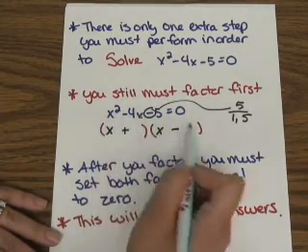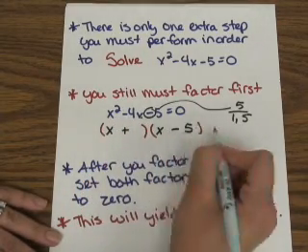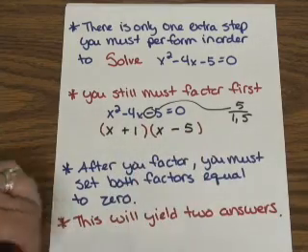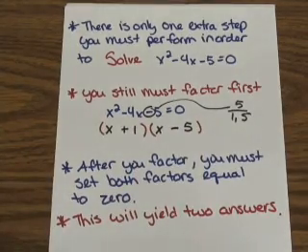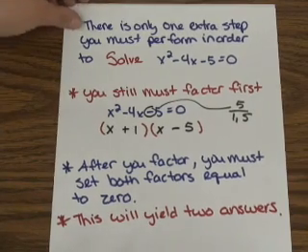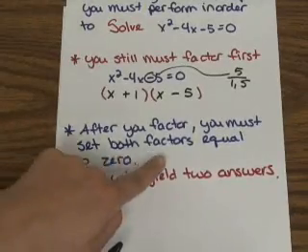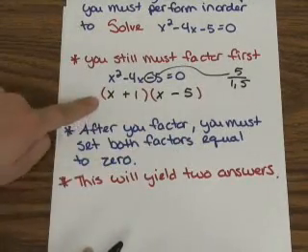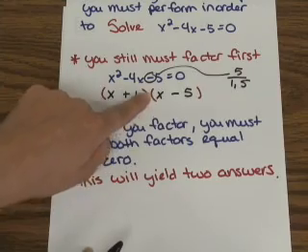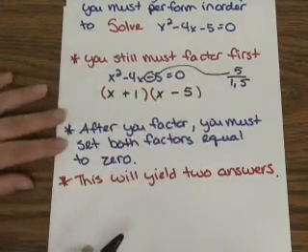Well, since my middle term is negative, my larger number needs to be negative too. So now I've factored. In the previous problems, you would be done right here. But now since we're solving, there's one more step. After you factor, you must set both factors equal to 0. So x plus 1 is my first factor and x minus 5 is my second factor.